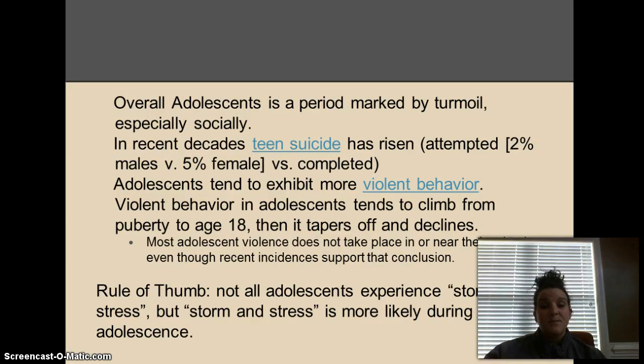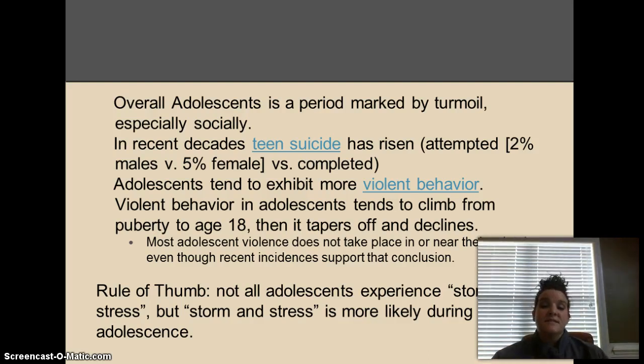Overall, adolescence is a period marked by turmoil, especially socially. In recent decades, we've seen teen suicide rates rise, attempted at about 2% for males versus about 5% for females. Adolescents tend to exhibit more violent behavior. Violent behavior in adolescence tends to climb from puberty until about age 18, and then it tapers off and declines. And violent behavior doesn't have to be something crazy like Columbine High School, but it's fighting at school, it is just hostility towards people, and taking that out sometimes physically. A rule of thumb is that not all adolescents experience storm and stress, but storm and stress is just more likely during that adolescent period.